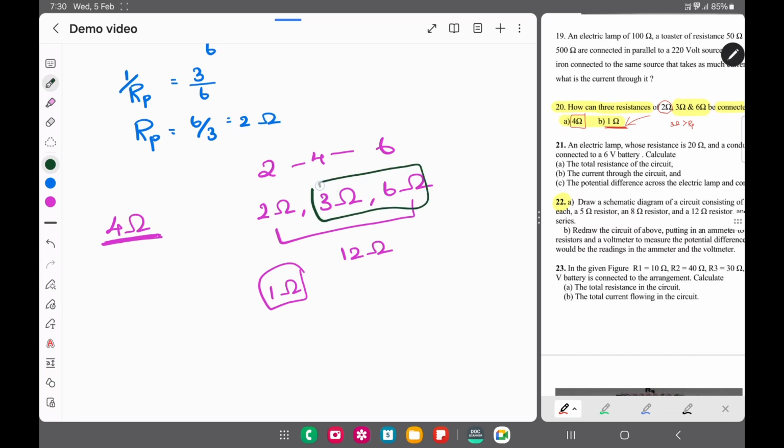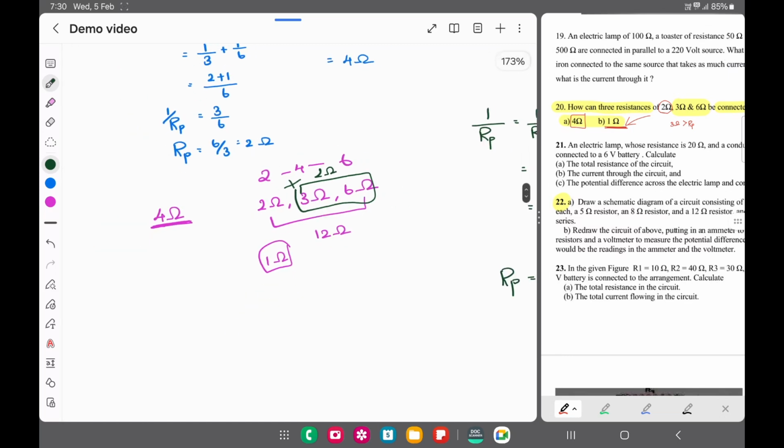So 3 and 6 in parallel, we found, gives 2 ohm. And then we added that with the other two. Since they are in series, we get 4 ohm. Right? Okay. Let's move on to the next question.